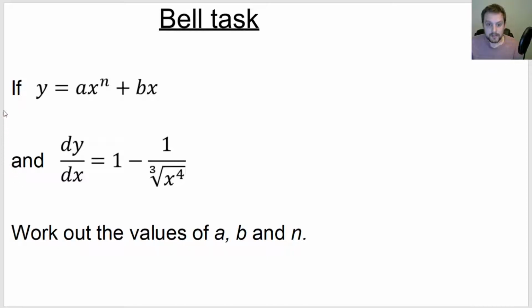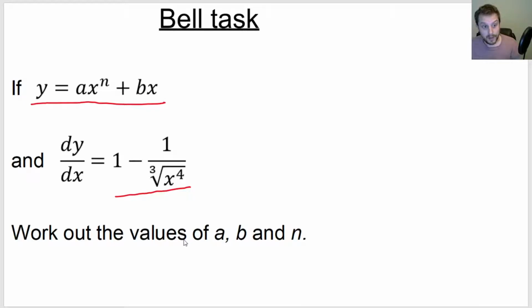Differentiate this. So actually, tell me what dy by dx is, and it'll have a bunch of a's, x's, n's. It'll have a b there as well. If you differentiate that and then compare it to this, especially after using your knowledge of index laws, you should be able to figure out what the numbers a, b, and n are. You could even set it up as some simultaneous equations, not even particularly difficult ones.